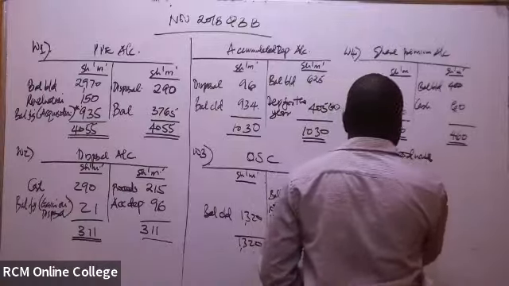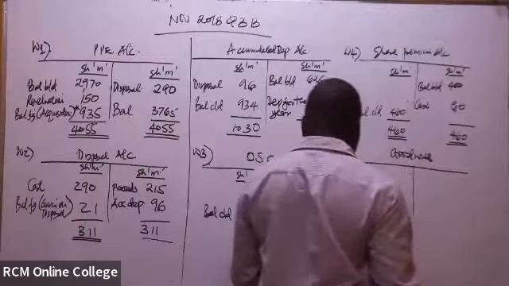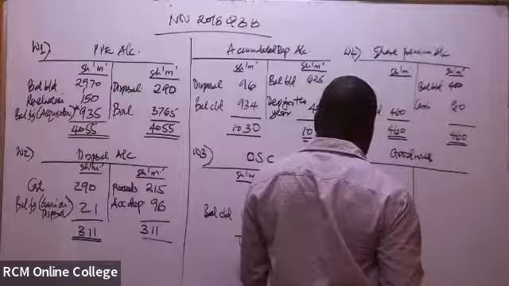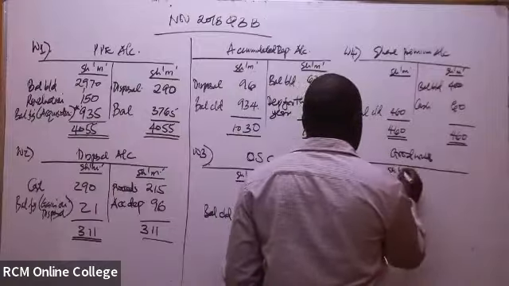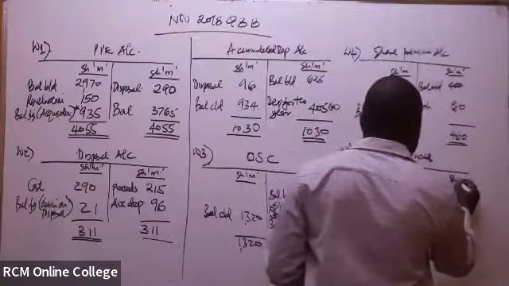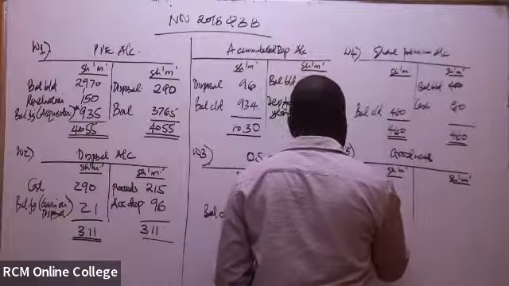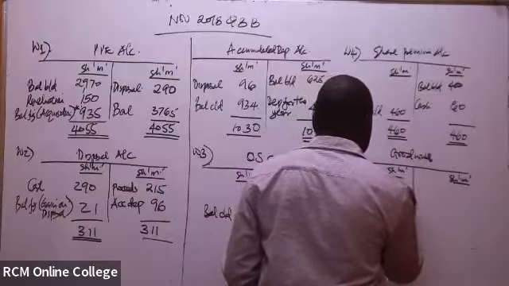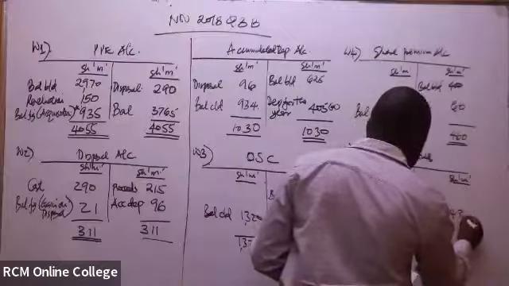Goodwill. In this case it is of course an asset, so assets will have a debit balance at the start of the year. The balance brought down is actually 455. Then the balance carried down at the end of the year is 433.